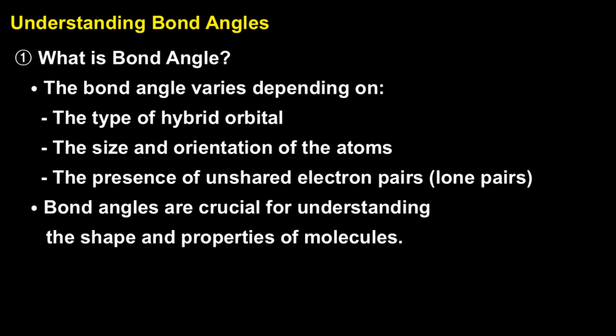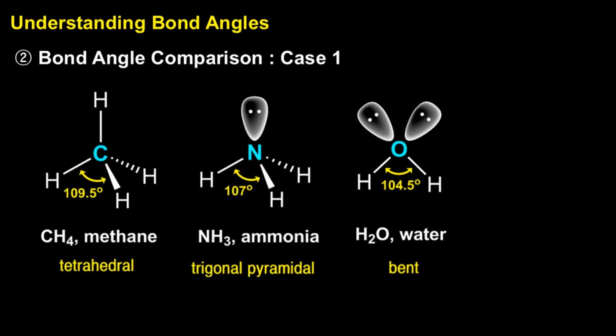So yeah, bond angles aren't just random numbers. They tell us a lot about how a molecule is shaped and how it's likely to behave. Now that we've got the basics down, let's look at how bond angles actually change in different molecules and how lone pairs come into play.